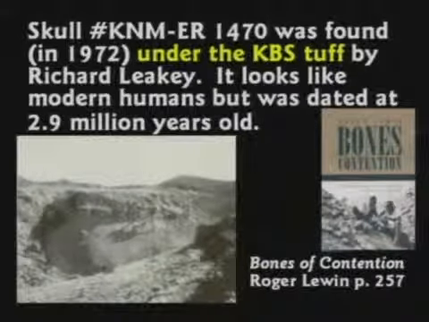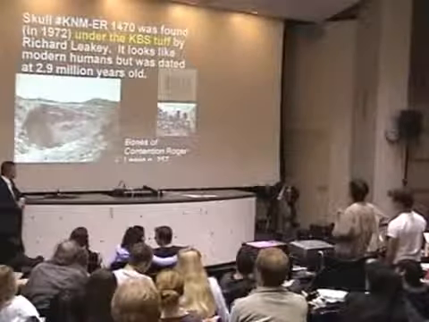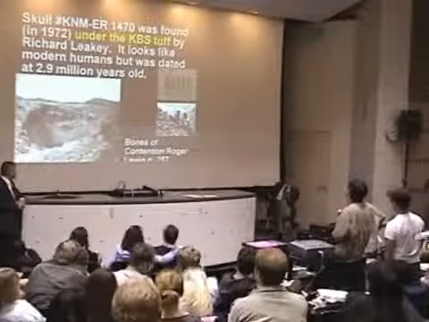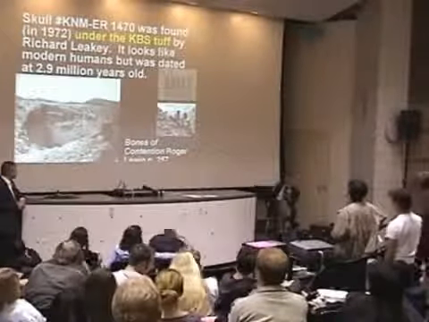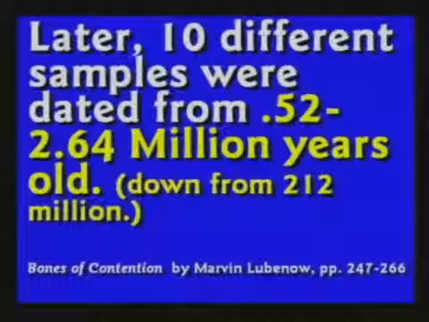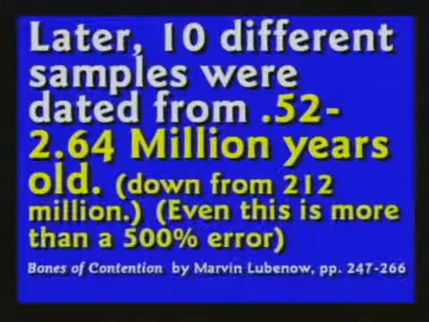They knew it wasn't an intrusion. It wasn't a burial where somebody dug through the layer and buried it. They checked all that. They said, man, we've got a pretty normal human skull under a layer of ash that's 212 million years old. We can't have that. It upsets the theory. So they redated the KBS Tuff, even though it had already been dated many times before. They never would have checked it had it not been for this fossil that was found. Now they got ages from 0.5 to 2.6 million years old. I would like to point out two things. That's way down from 212. Secondly, that's still a 500% error.